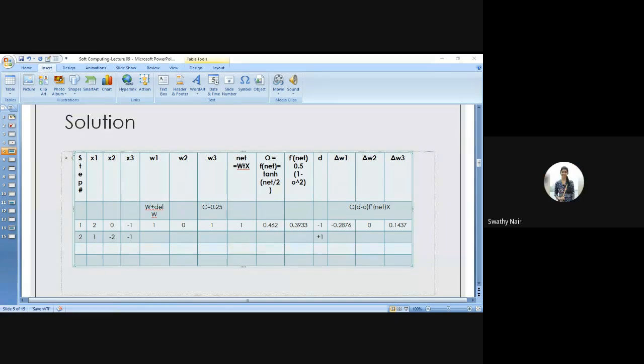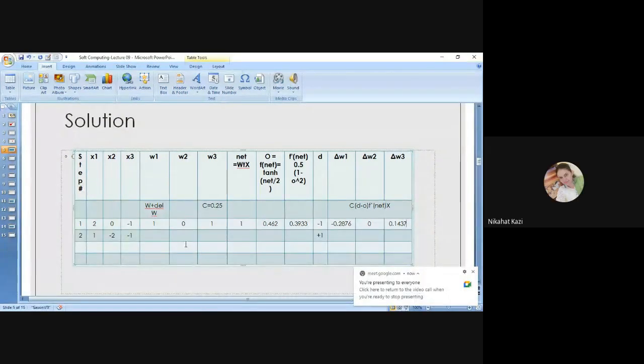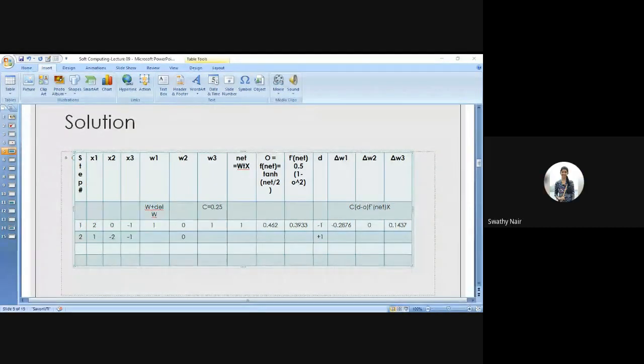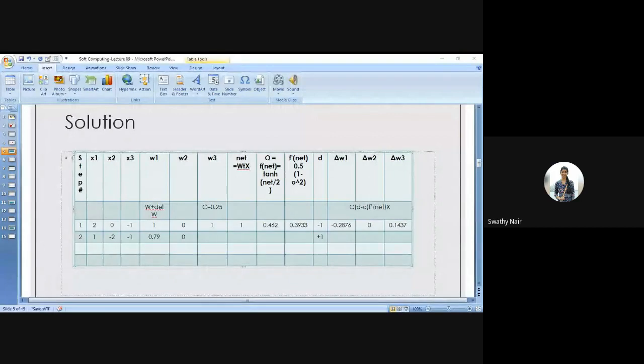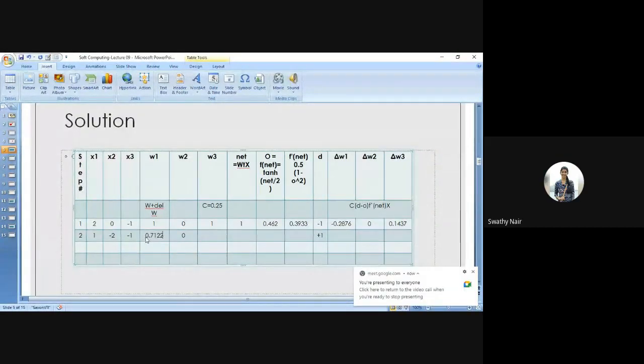Swati, are you there? Yes, ma'am. Updating the weights. Okay. How do you update the weights? So W1 will be W1 plus delta W1. Okay. Good. So tell me the answer. Now the weights are there in front of you. Tell me the answer for W1 plus delta W1. 0.7124. Okay, fine.